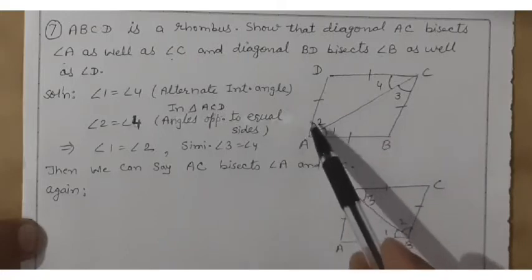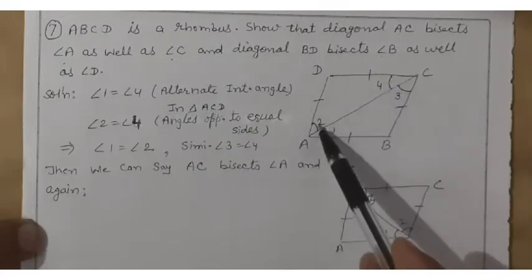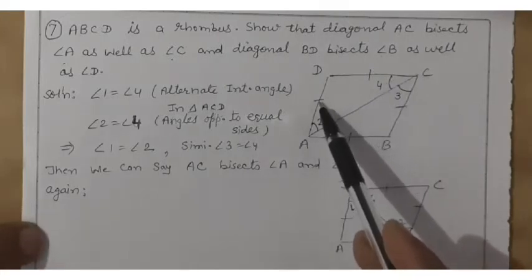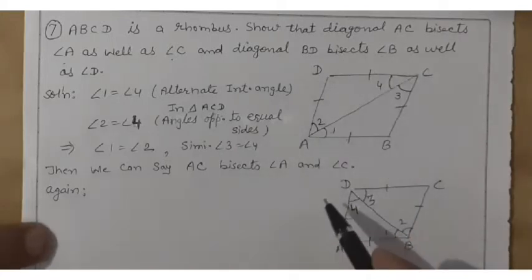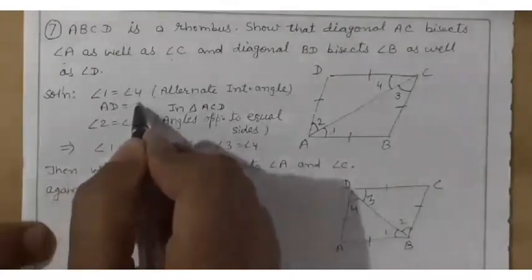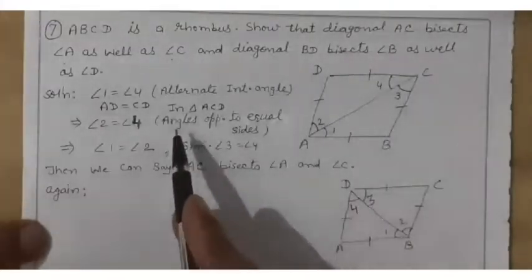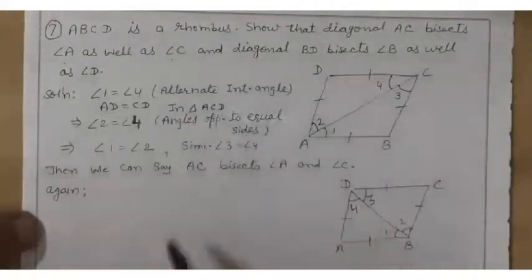Then you take triangle ACD. These two sides are equal, so these two angles are equal. Angle 2 equal to angle 4. Why? Because these two sides are equal, AD equal to CD. Because AD equal to CD, this implies angle 2 will be equal to angle 4. We can say angles opposite to equal sides are equal.